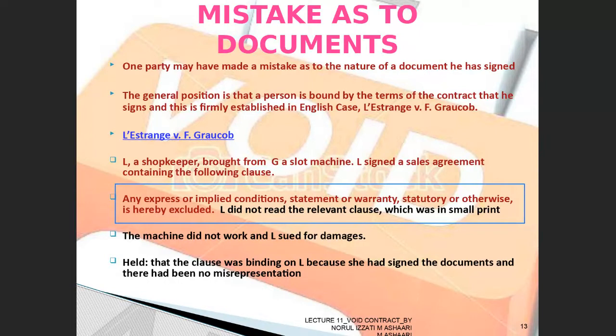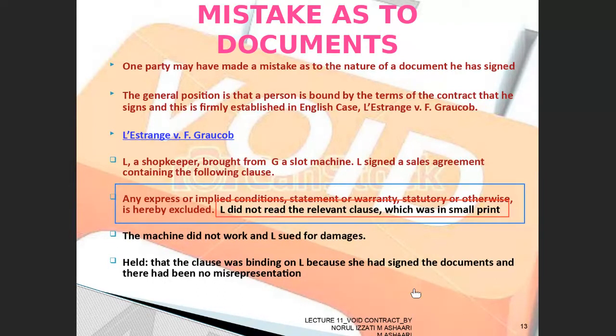It always happens like this, right? L did not read. So when he did not read, what happened? He thinks that there are warranties, something that can be claimed. The machine did not work and L sued for damages. L tried to sue for compensation because he would like to get something back or a replacement. It was held in this case that the clause was binding because L had signed the document. So whatever information has been stated in the documentation, the terms and conditions, even though you did not read it, you are bound to be responsible.